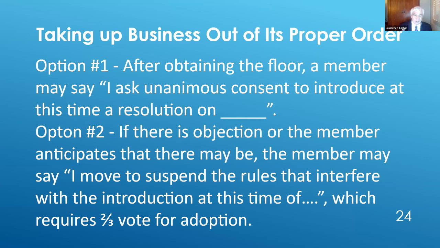If there is an objection, or the member anticipates that there may be, then they say, I move to suspend the rules that interfere with the introduction at this time of such and such. And the motion to suspend the rules also is something that we'll discuss at the next meeting. That's a motion which anyone can make. But the rule that this is referring to is the rule that you follow the order of the agenda. And so they're saying, I move that we take things out of order and introduce something that is of urgent nature and needs to be considered immediately.